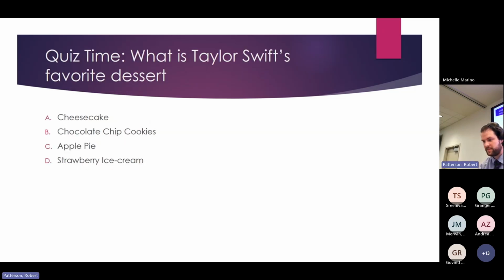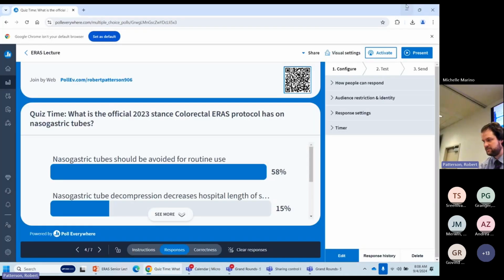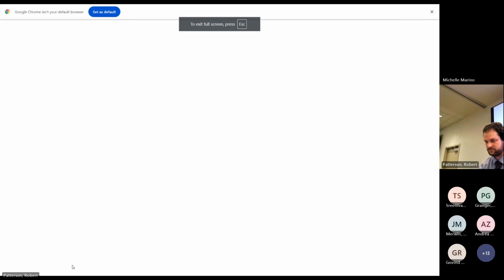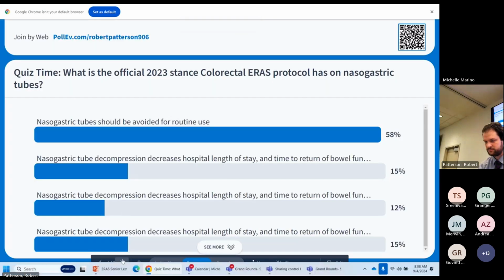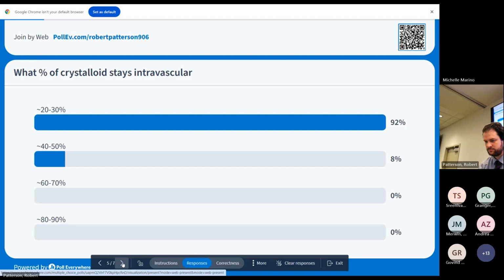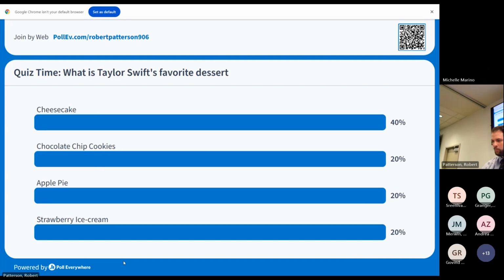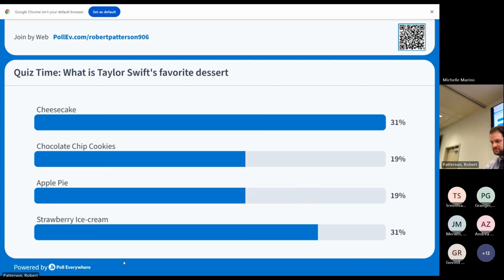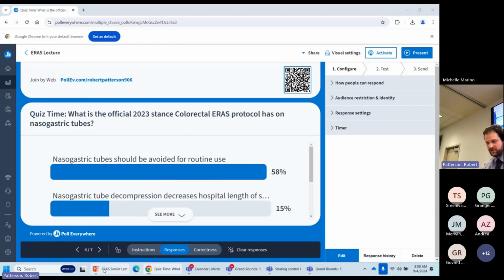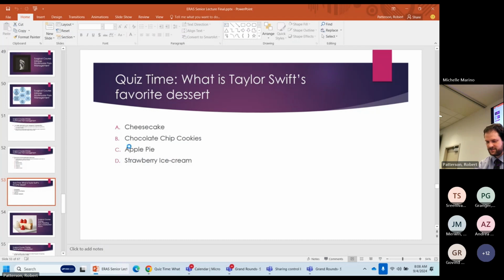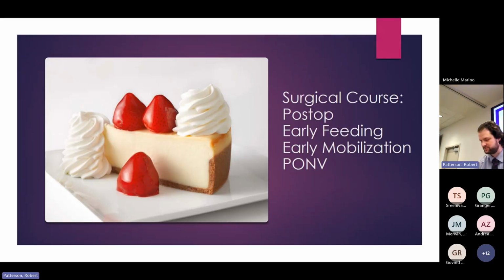Quiz time. What is Taylor Swift's favorite dessert? All right. Looks like we got a close one, but congratulations. Cheesecake is the correct answer.